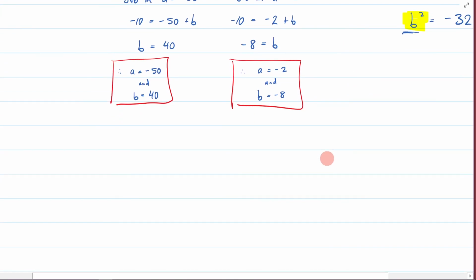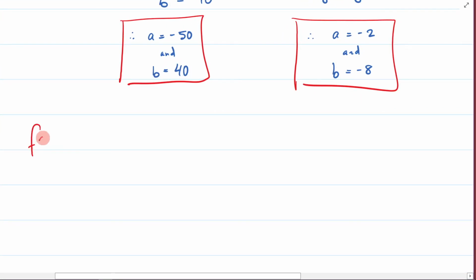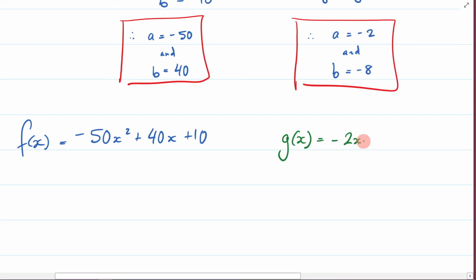So if I come here now, what I'm going to say is that f of x, and I might even do this in different colors, is equal to negative 50x squared plus 40x, then plus 10. So that's one answer. And then my other answer will be g of x, because remember that's the notation they used, is negative 2x squared, minus 8x plus 10. And those, people, are my answers. We're done. That is my answer, and that is my answer.